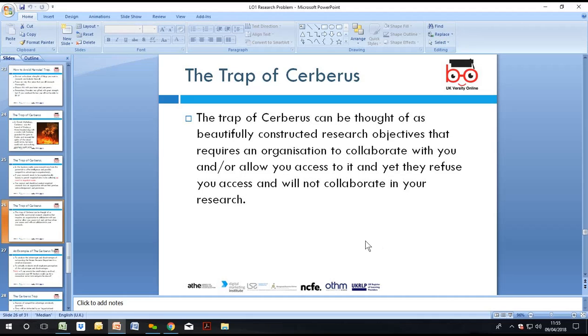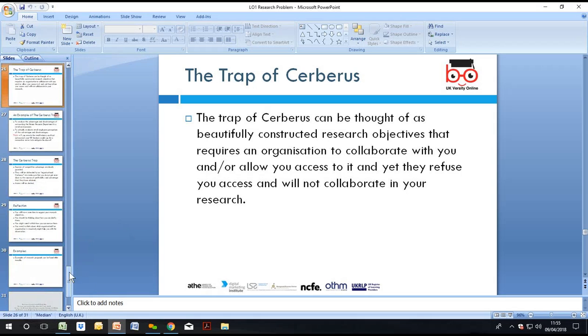It can be thought of as a well-constructed research objective that requires an organisation to collaborate with you and or allow you access to its data and information. If they refuse you access, you'll not be able to collaborate in your research. So that needs to be organised before you take that step, if you want to do that type of research.